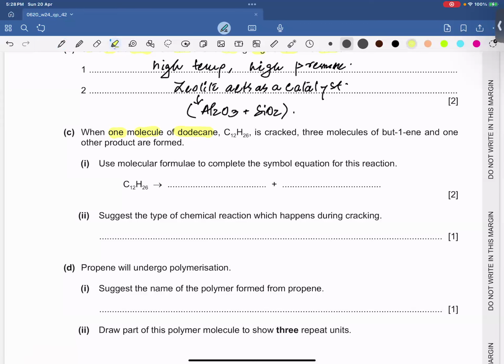When one molecule of dodecane C12H26 is cracked, 3 molecules of butene and one other product are formed. Use the molecular formulae to complete the simple equation for this reaction. 3 molecules of butene, C4H8. So 3 4s are 12, the carbon is balanced. 3 8s are 24. This is 26, only hydrogen left. So this is hydrogen gas. So it's a balanced chemical equation, guys. Here 12 carbon, here 12 carbon, here total 26 hydrogen, here 26 hydrogen. Suggest the type of chemical reaction which happens during cracking: thermal decomposition.